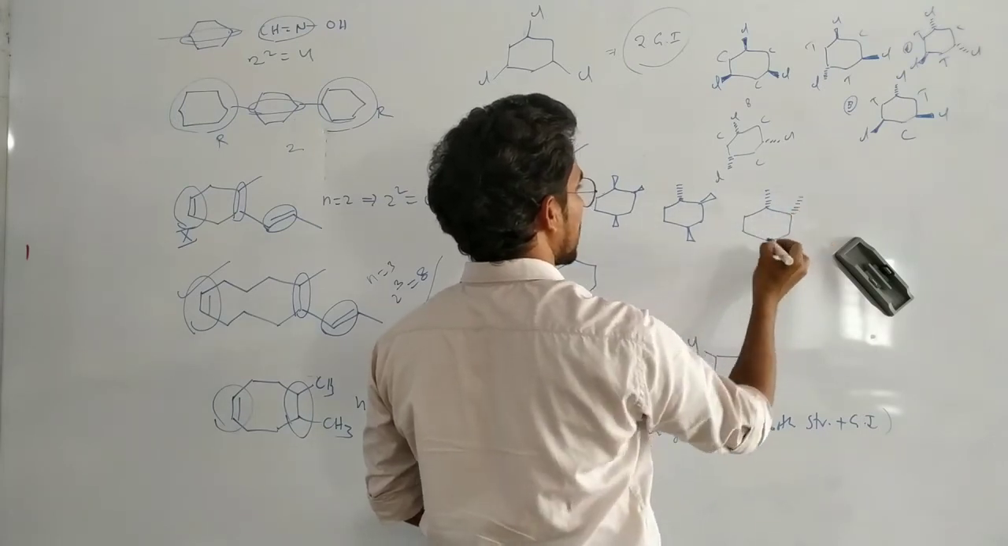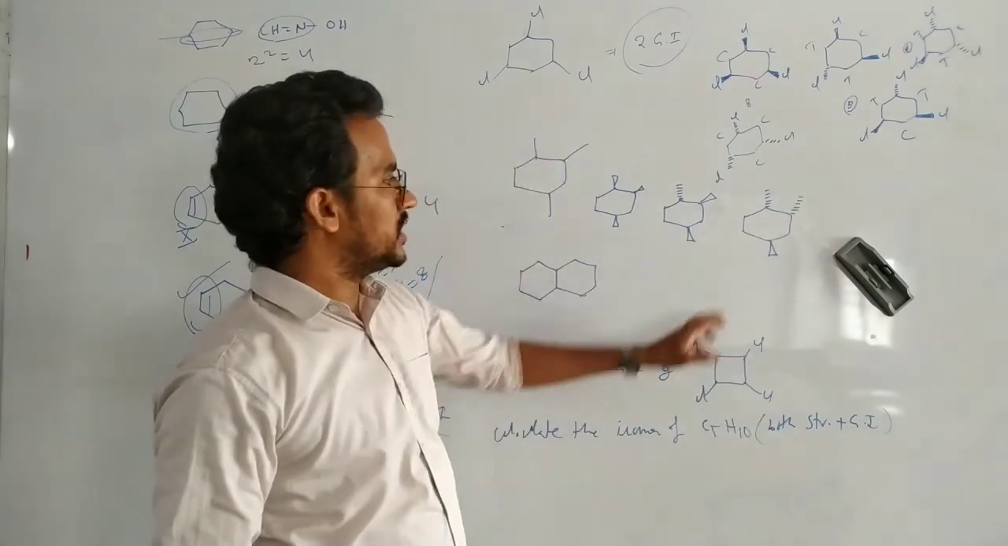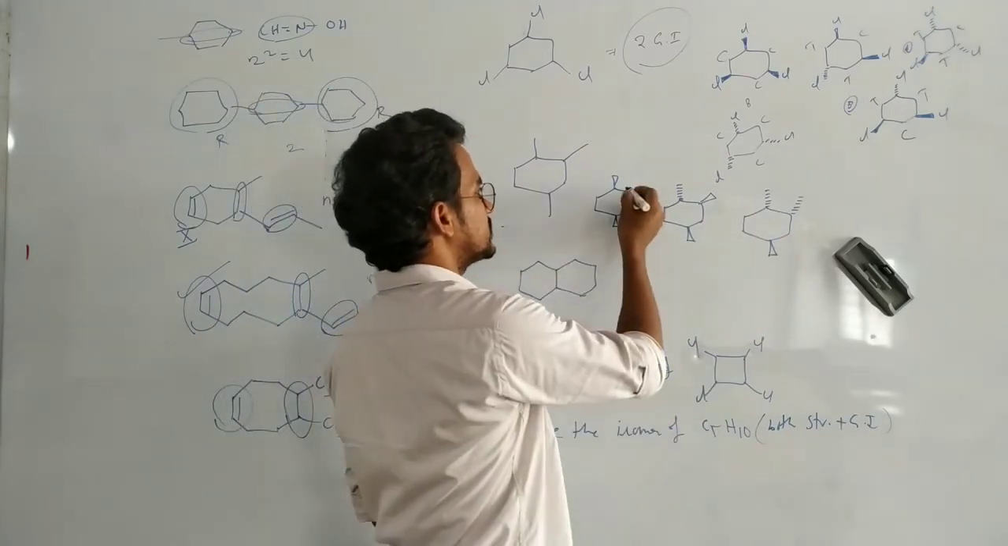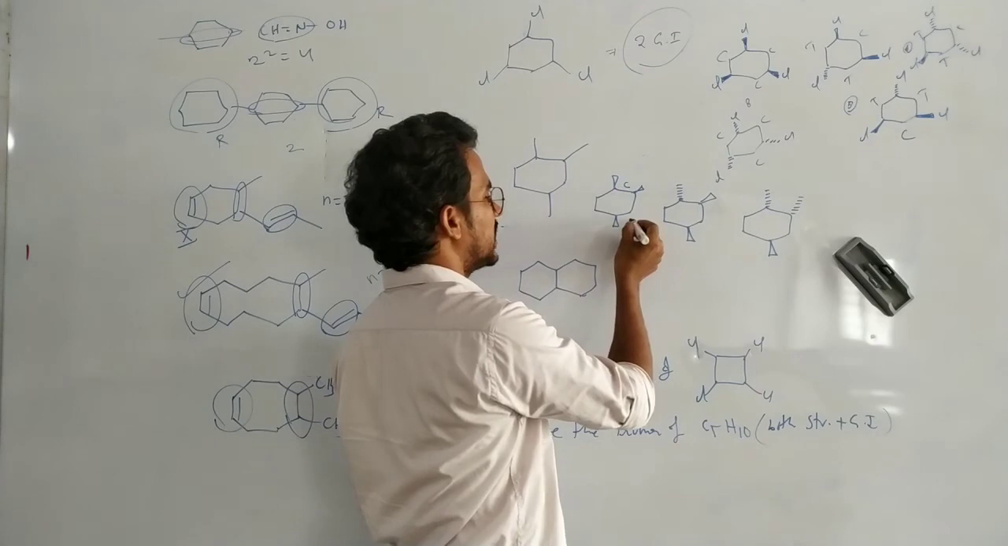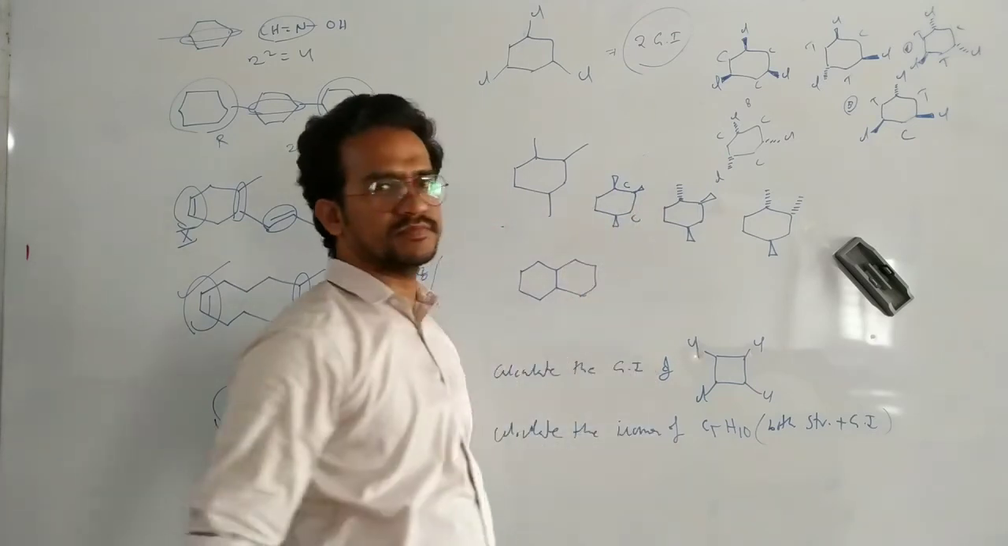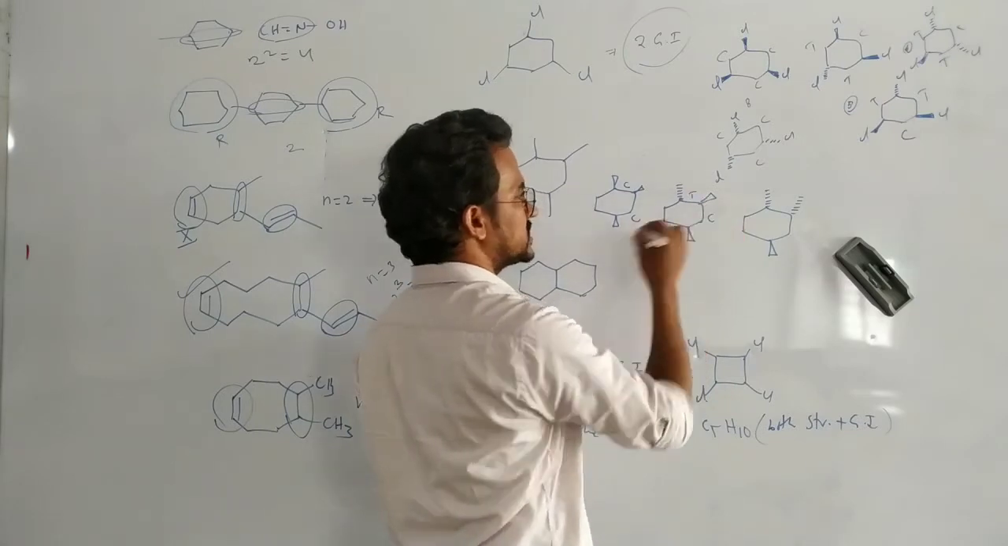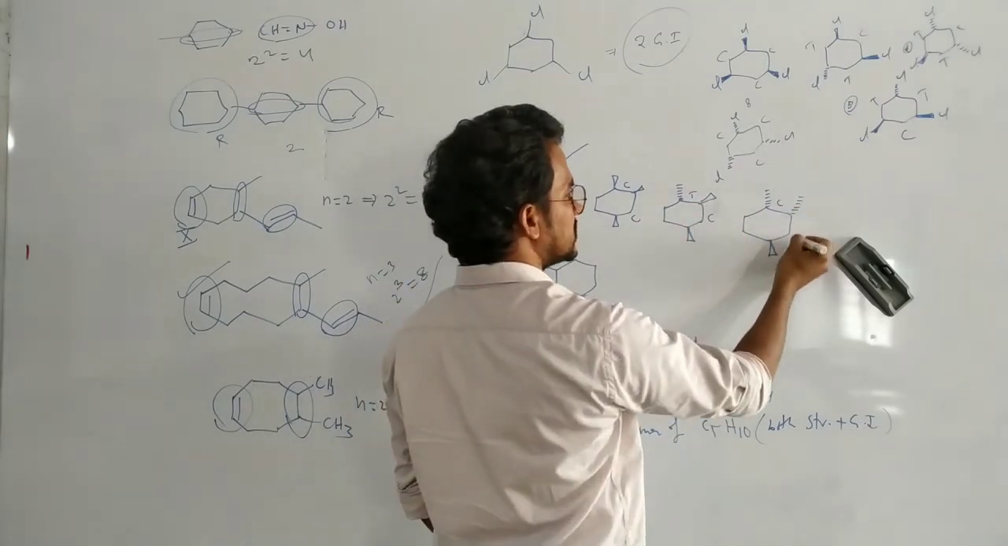Now, below the plane, this is above the plane. If this one is also below the plane, cis also. That is equal to this one, cis, and here cis, these two are cis. Now here, these two are trans, these two are cis. These two are cis, these two are trans.